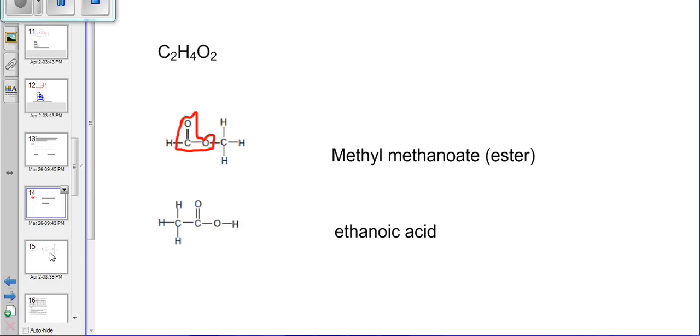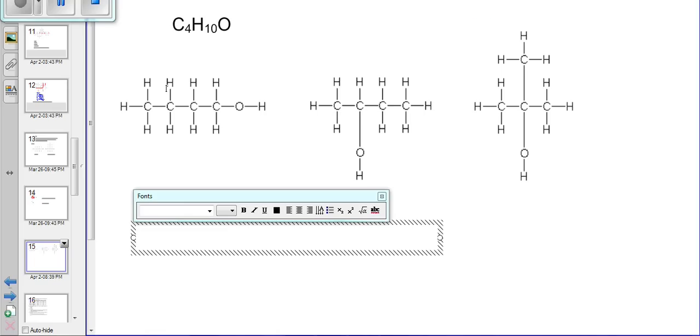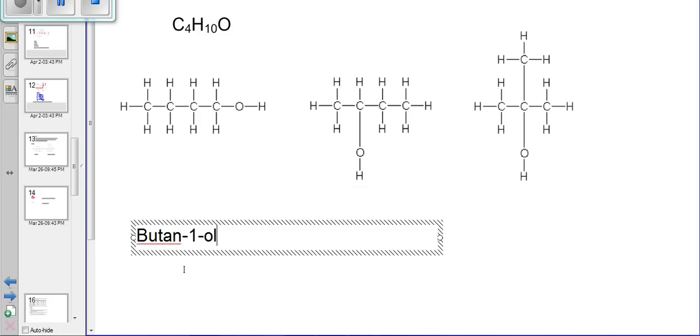Let's look at one more example. If you look at this example here, we got C4H10O. And if you look at C4H10O, it can be drawn in 3 different ways. If you look at the first one, you see that we've got this example. How many carbons do we have in a line? 1, 2, 3, 4. So there's but and there's an OH at the end. So this is butane. Actually, there's an OH at the beginning. So it's butan-1-ol. It's butan-1-ol.